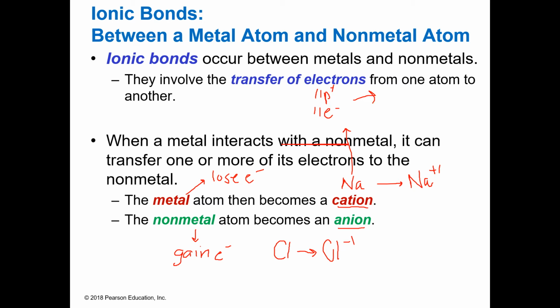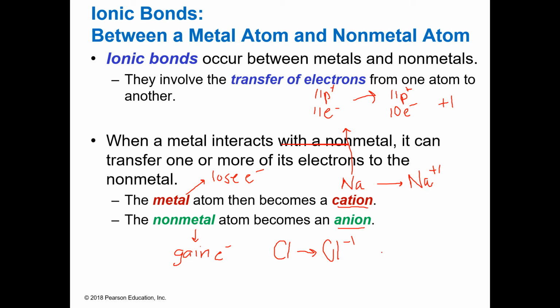We know it's a metal, so it's going to lose electrons, and sodium is only going to lose 1. So if I lose 1 electron, then I have 11 protons and 10 electrons, which gives me an overall charge of +1.